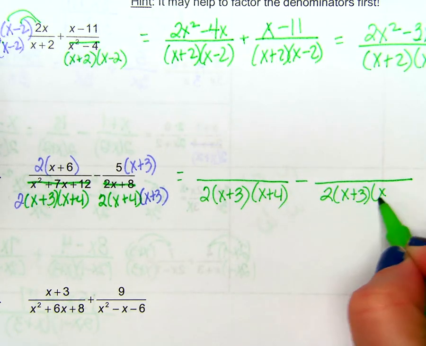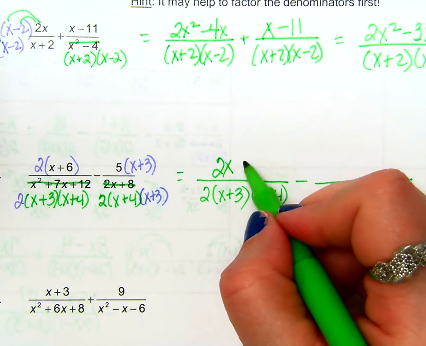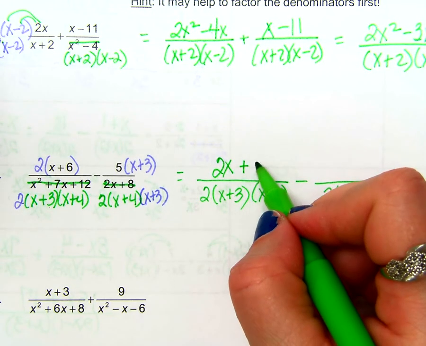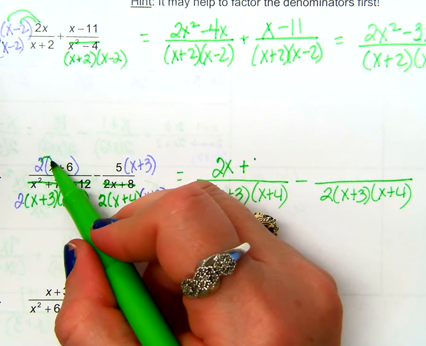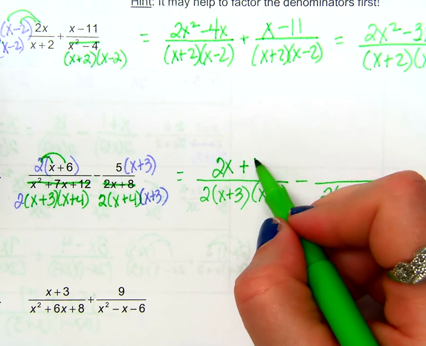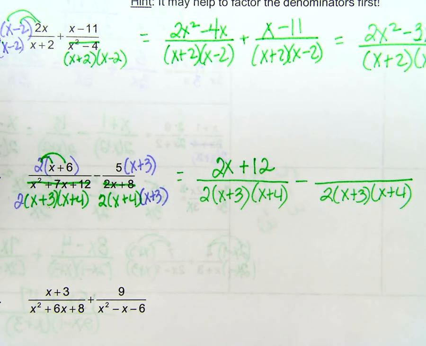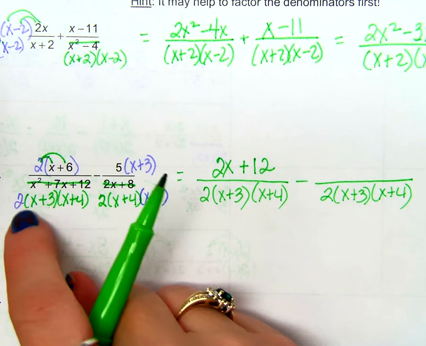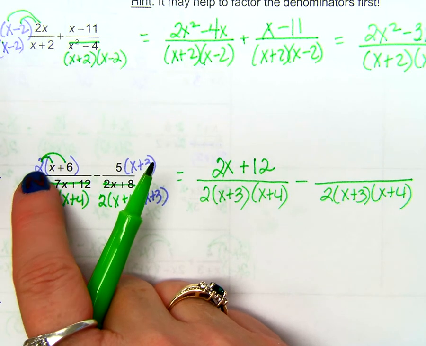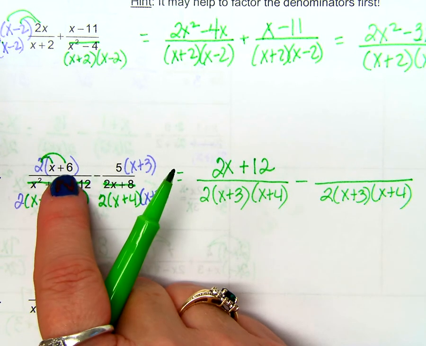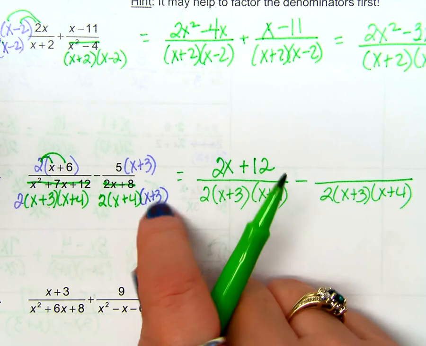Would it be 2x, and then 2x plus 9, 2x plus 12? I multiplied this denominator by 2, so I had to multiply this numerator by 2. When I distribute it, I get 2x plus 12. Yes or no? Okay.